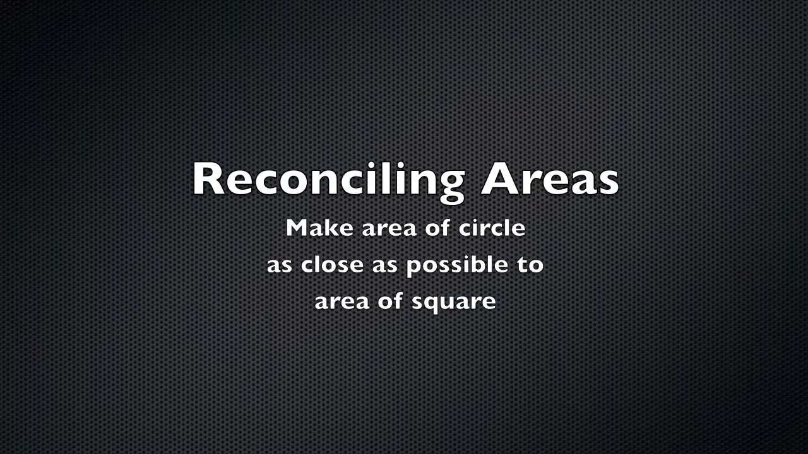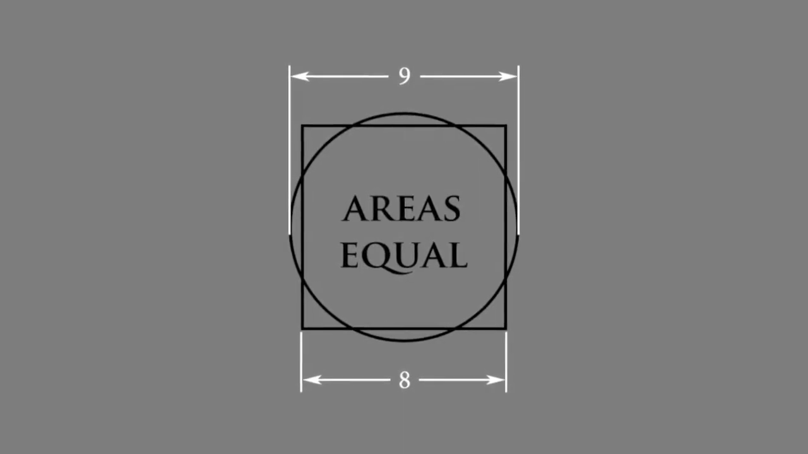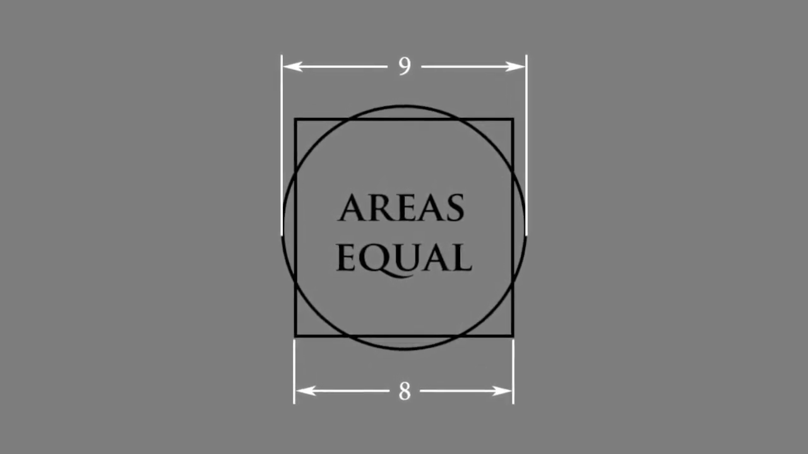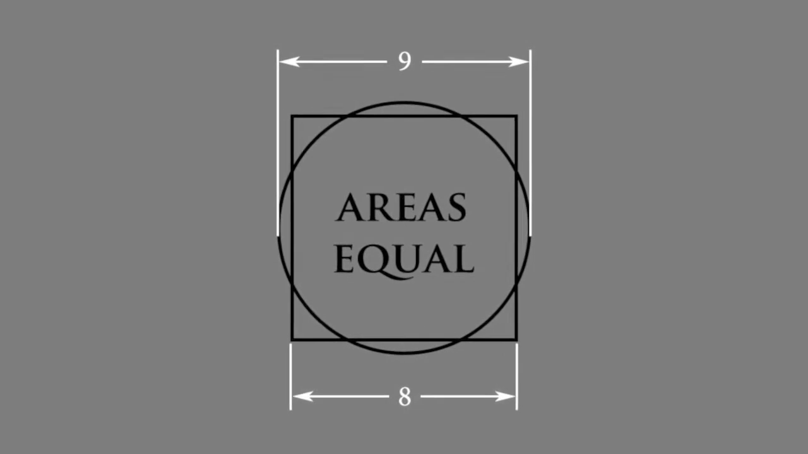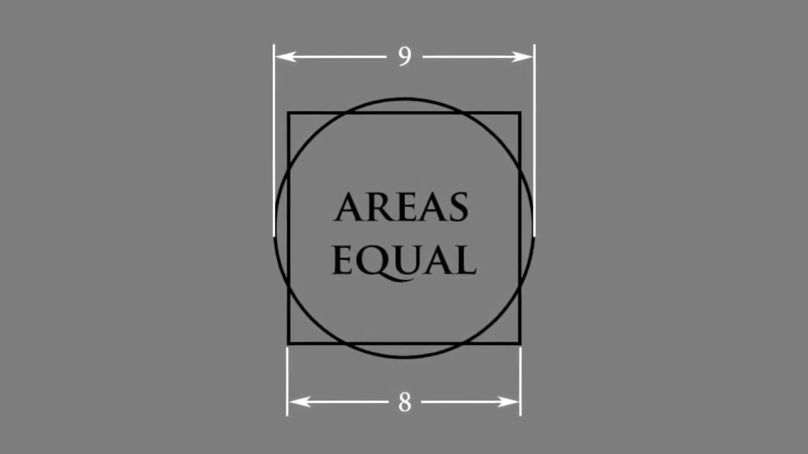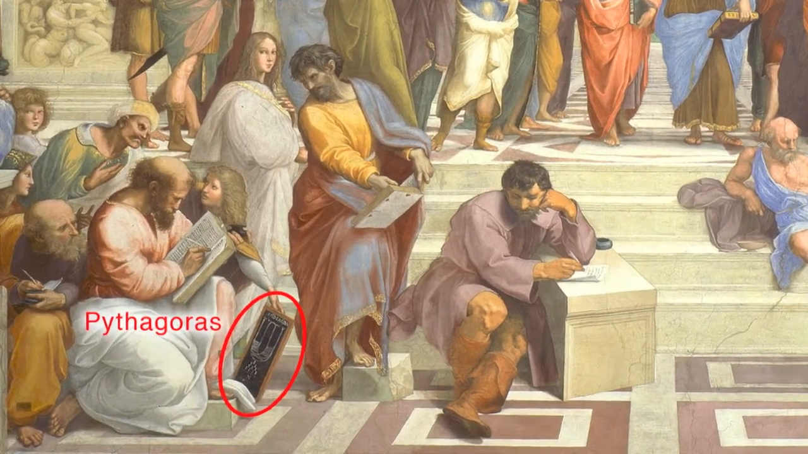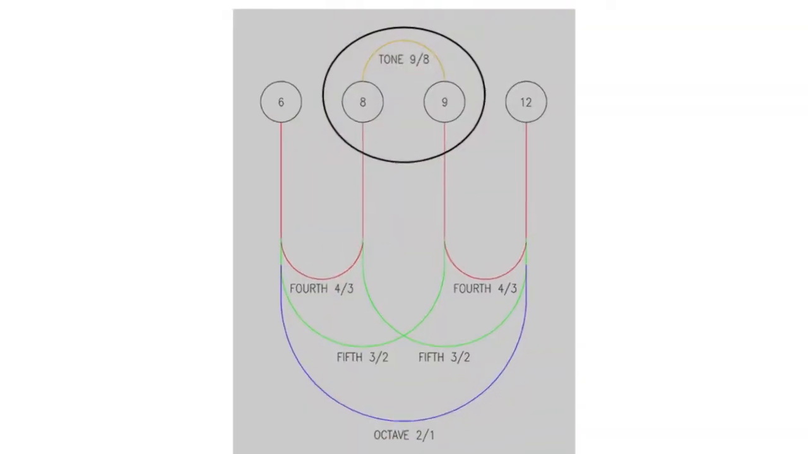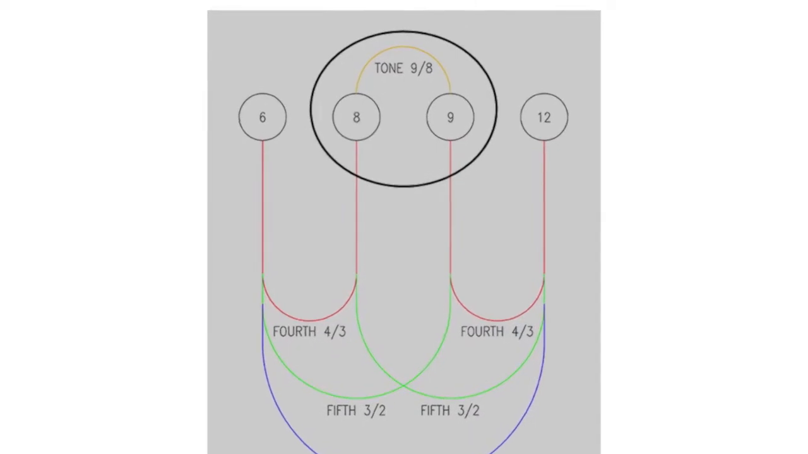Another method of squaring the circle is by comparing areas. Draw a circle with a diameter of 9, about a square with an edge length of 8, and their areas will be equal to the tune of 99.4%. The ratio 9 to 8 is known as the whole tone in music. Heaven is a whole tone away from earth, if you will.